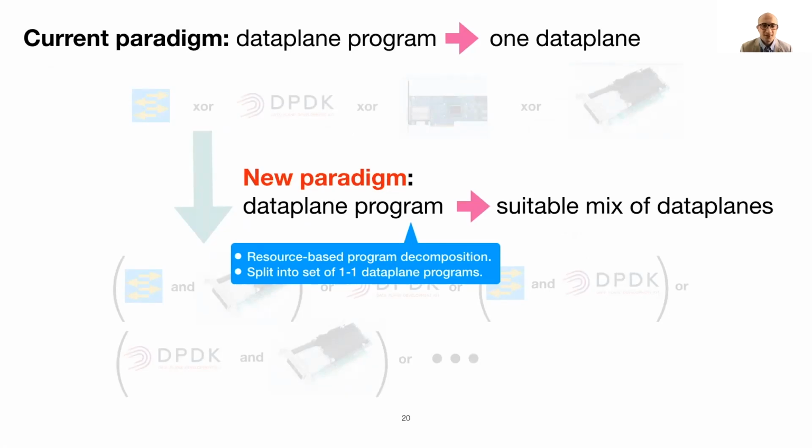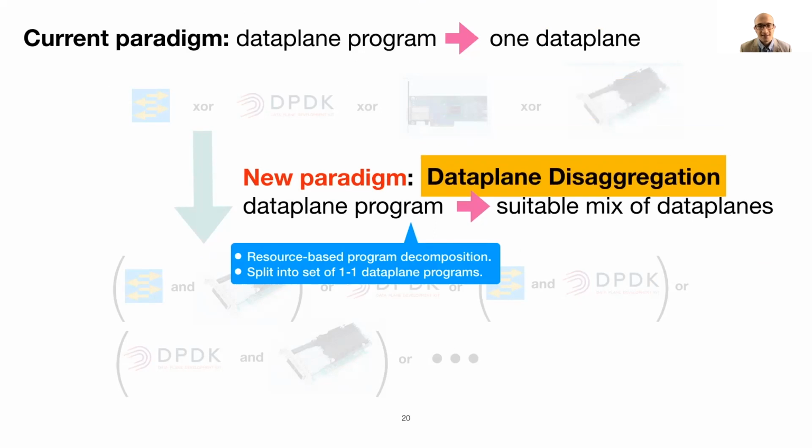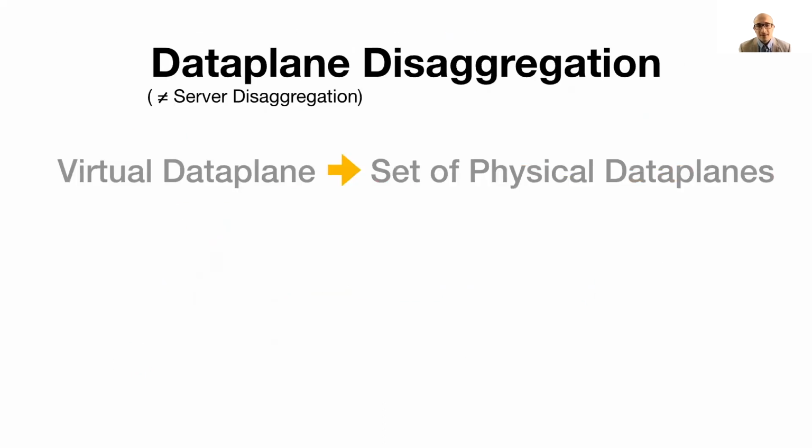Okay, so back to our original story. This new paradigm we are calling Dataplane Disaggregation, and the first part of the Flightplan paper introduces, motivates, and describes this paradigm. This is a different paradigm to server disaggregation, which we have also encountered in networking literature. Think of data plane disaggregation as programming an all-resourced virtual data plane that is then decomposed to sub-data plane programs that are mapped to physical devices.